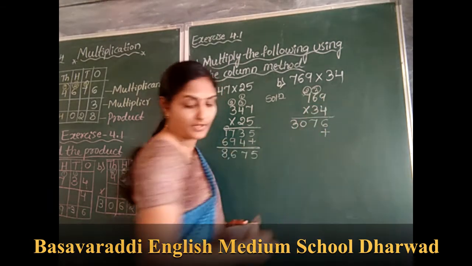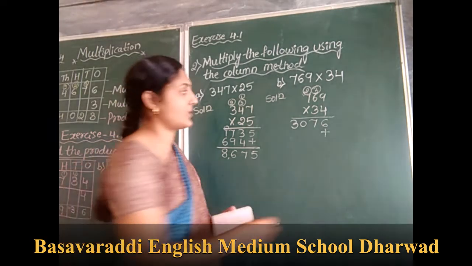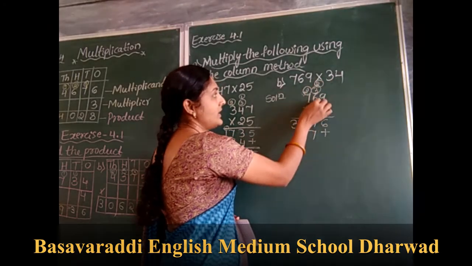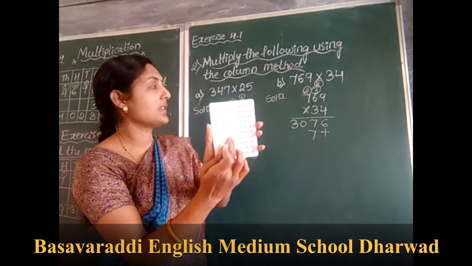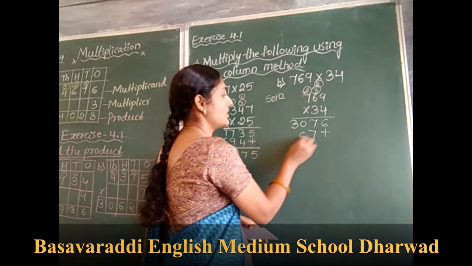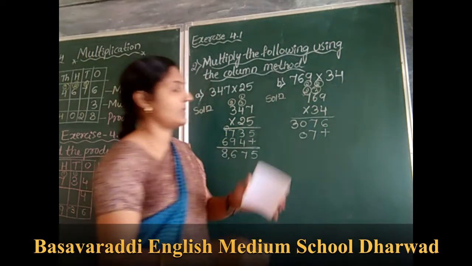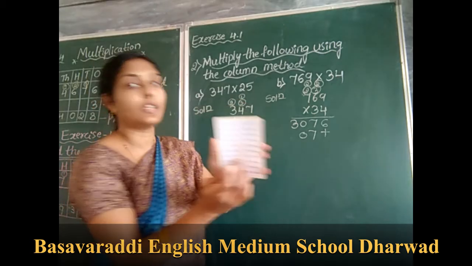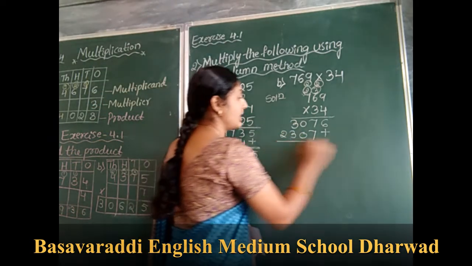The 3 nines are 27. So 7 is here, 2 carry over. Next, 3 sixes are 18. The 18 plus 2 is 20. So 0 is here, 2 carry over. Next, 3 sevens are 21. So 21 plus 2 is 23.